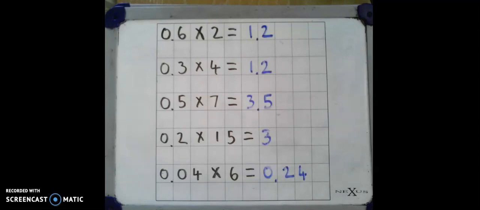Here come the answers. 0.6 times 2 is 1.2. 0.3 times 4 is 1.2. 0.5 times 7 is 3.5. 0.2 times 15 is 3. 0.04 times 6 is 0.24.